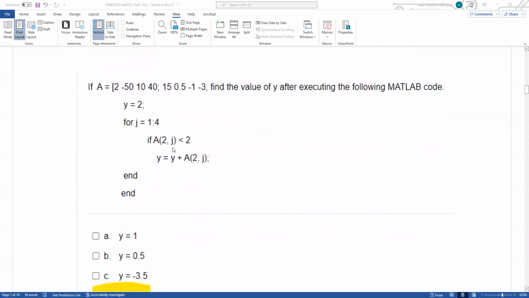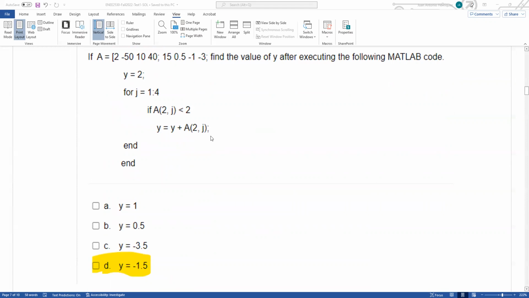The fourth problem has a small piece of code. Again, it's the same matrix, but it's asking you to find the value of y after executing the statements. You notice here that there's an index that goes from 1 to 4. Y starts at 2. And it's only looking at the second row of the matrix, right? Because it's only looking at 2,1, 2,2, 2,3, or 2,4, which tells you that it's just looking at the second row of the matrix.